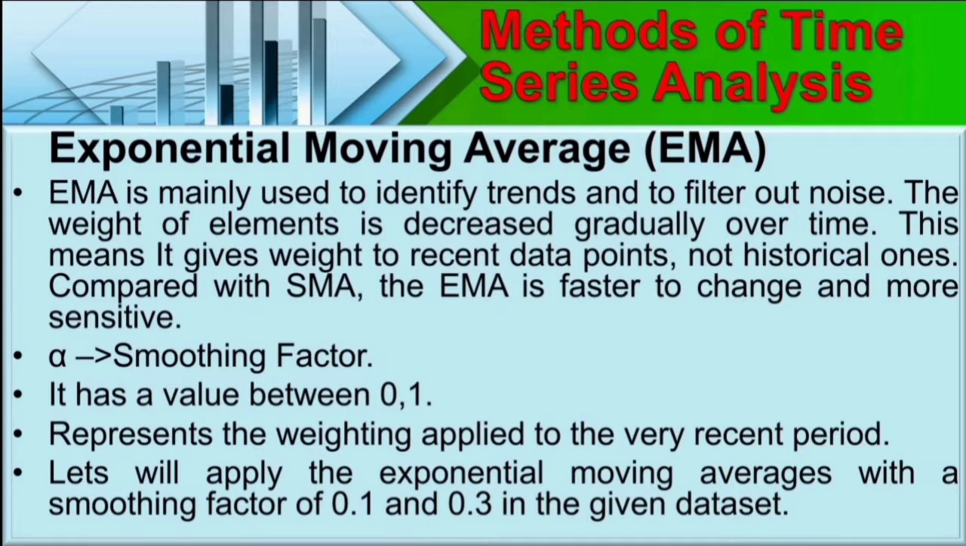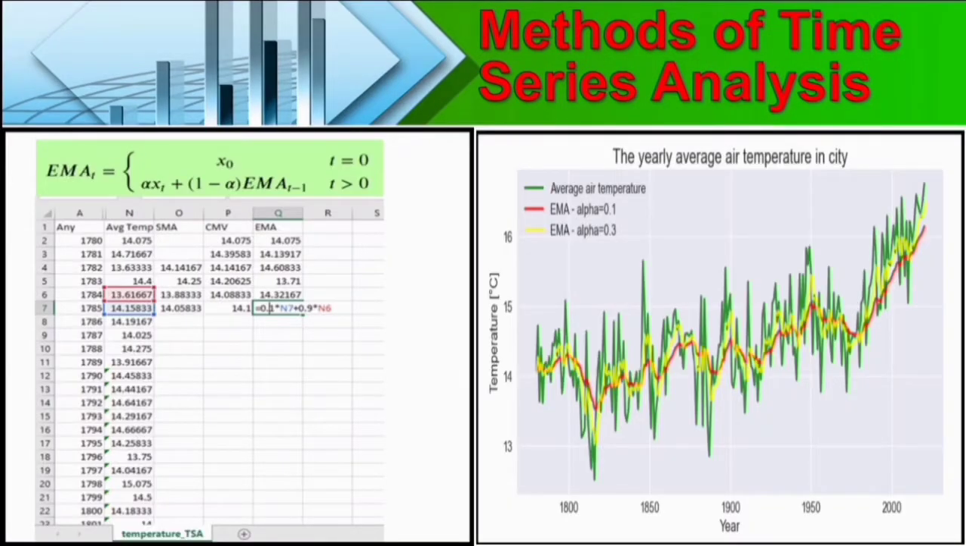Compared with SMA, the EMA is faster to change and more sensitive, where the noise is greater than the smoothing factor, and it has a value between 0 and 1. It represents the weighting applied to the very recent period. Let's apply the exponential moving average with a smoothing factor of 0.1 and 0.3 to the given data set. This is the given data set.